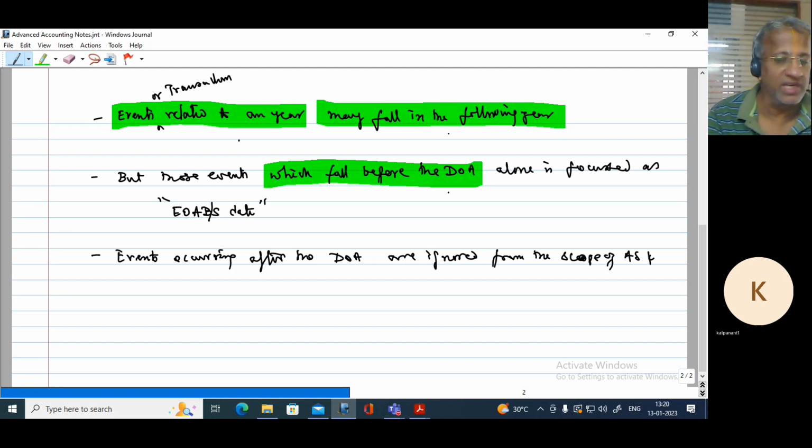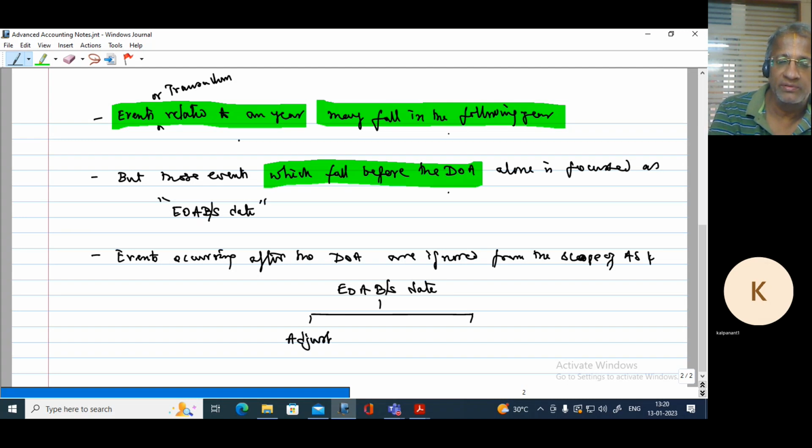Firstly, we know what is events occurring after balance sheet date. Why this is to be given importance is that it is related to a particular year. Just because it had fallen in the next year, you cannot consider that as an event for the next year. Now, events occurring after balance sheet date have two different types of events. You classify one as adjusting event, the other one is non-adjusting event.